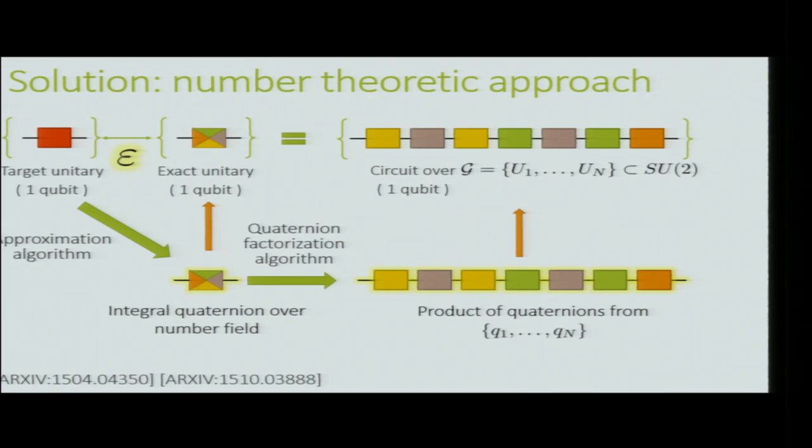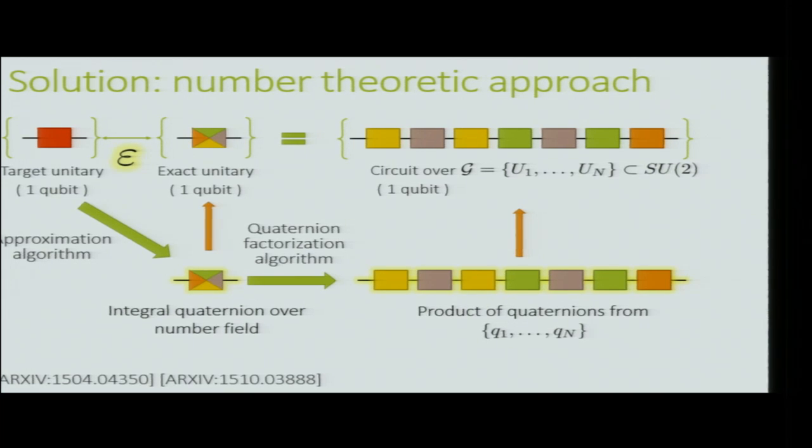So now I can tell you a little bit about how the solution works. While solving these problems using the number theoretic approach, we break it down into 2 steps. First, we approximate our target unitary with an exact unitary, and I'll give a formal definition of what that is later. But informally, this is a type of unitary that we can express exactly using our gate set, so you can basically write a finite length word and get a unitary, right?